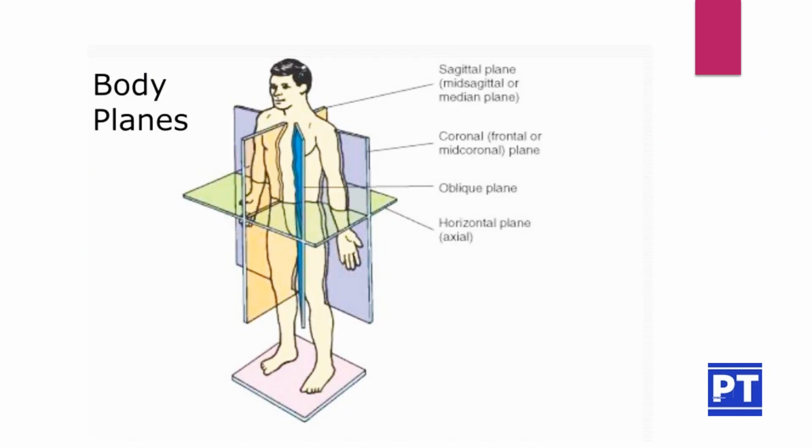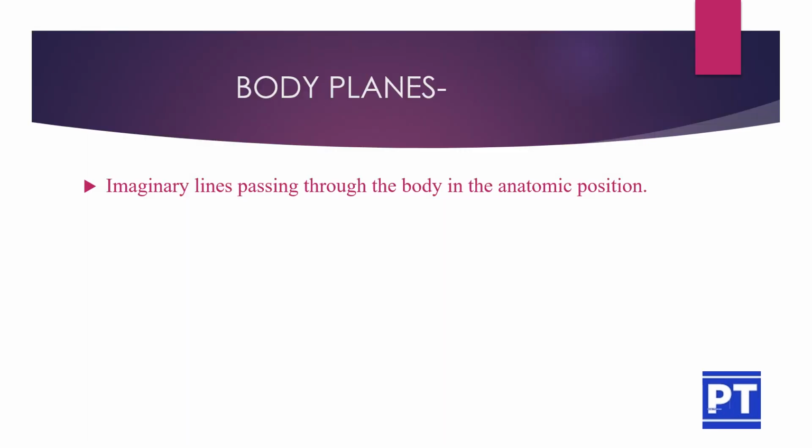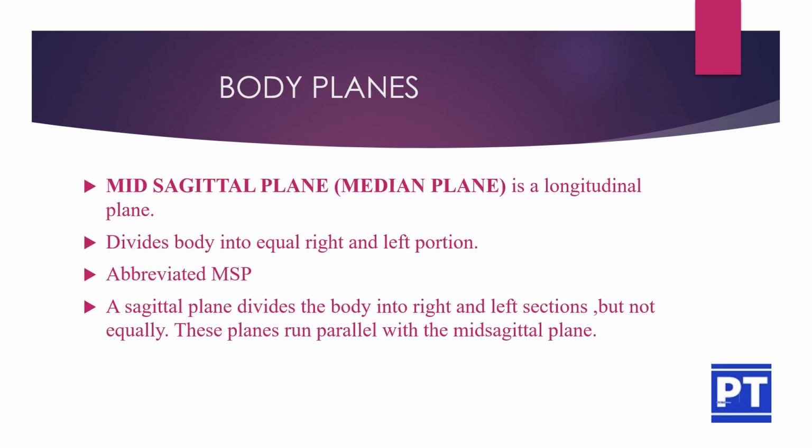Again, we are moving on to the body planes. How is our human body divided? It can be divided by a sagittal plane, mid-sagittal or median plane, coronal, frontal or mid-coronal plane, oblique plane, and the horizontal plane, axial. So what is meant by body planes? Body planes are the imaginary lines passing through the body in the anatomic position.